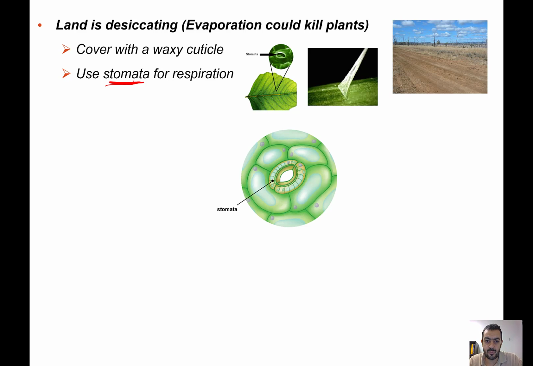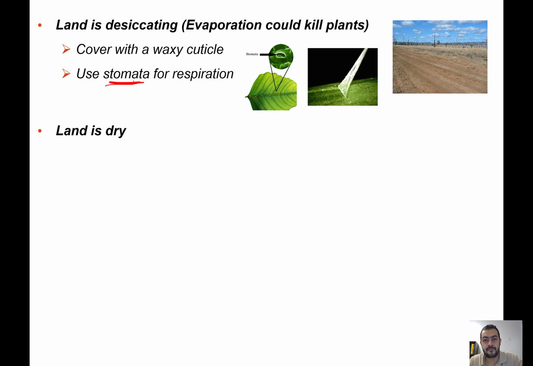So here is a zoom into one of these stomata, as you can see. There are structures in the leaves of the plant that allow exchange of gases, but they are like controlled gates that can be opened and closed.